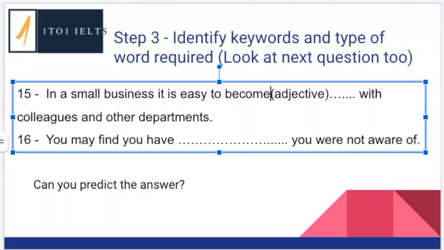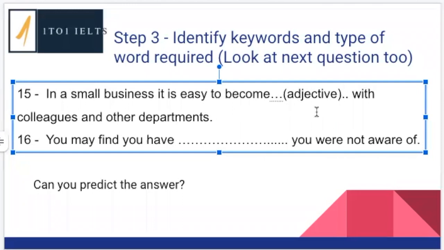And if you're not sure about this, something I do myself is I just start inserting adjectives. I think, does this make sense? Let's have a look at this. What is one of the most basic adjectives you can think of? Famous. Okay. Does this work? In a small business, it is easy to become famous with colleagues in other departments.